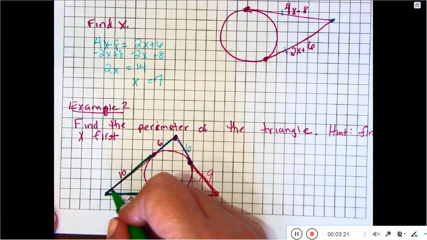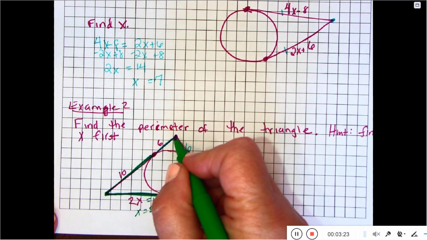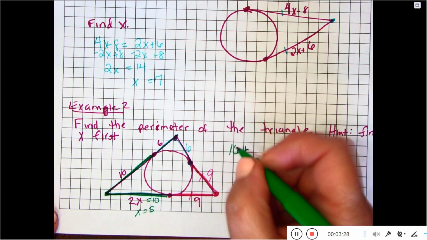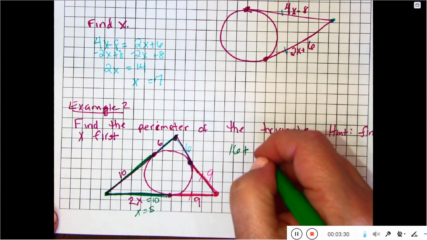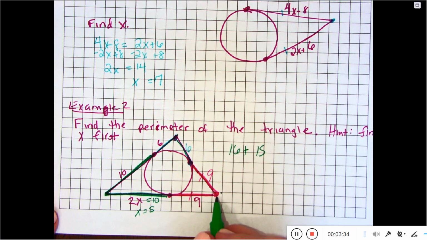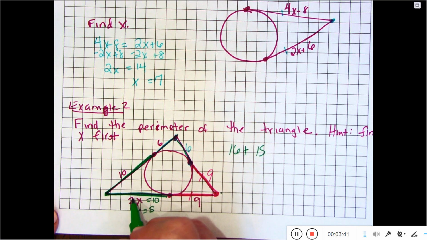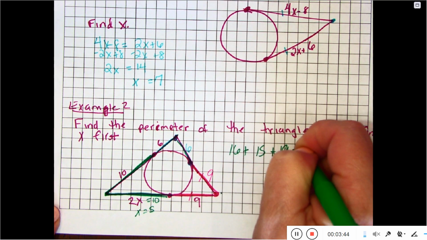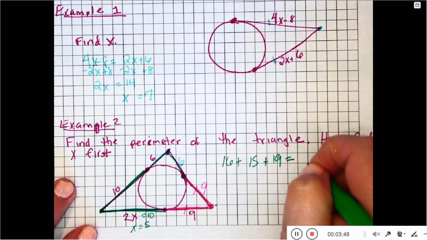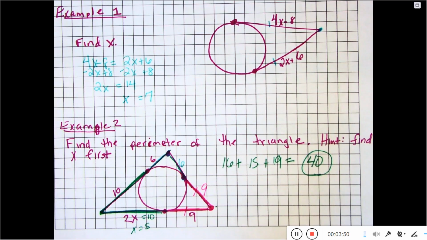Well, it's pretty simple. This side is 16 because this part's 10 and this part's 6. This side is 15 because this is 6 and this is 9, and this side is 9, and this side is 10 because it's congruent to that one, so that side is 19, and you add them all up and you get 40. So the perimeter of that triangle is 40 units.